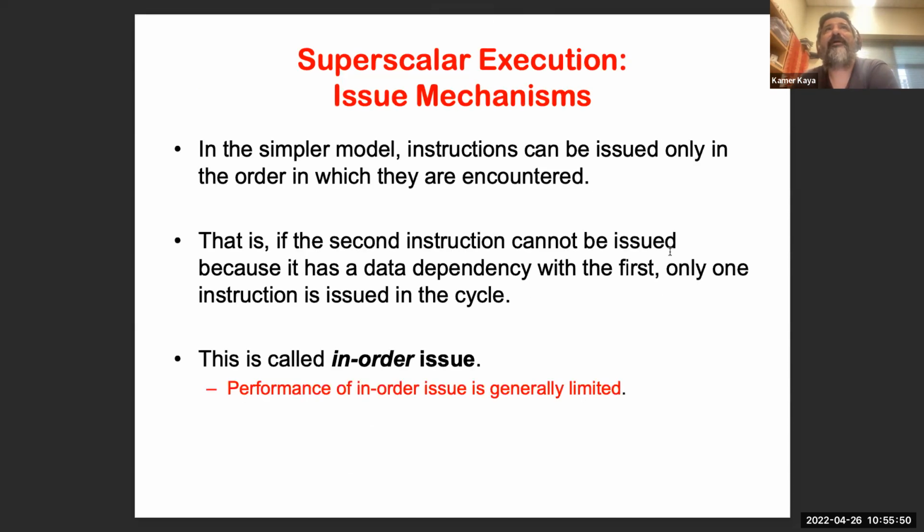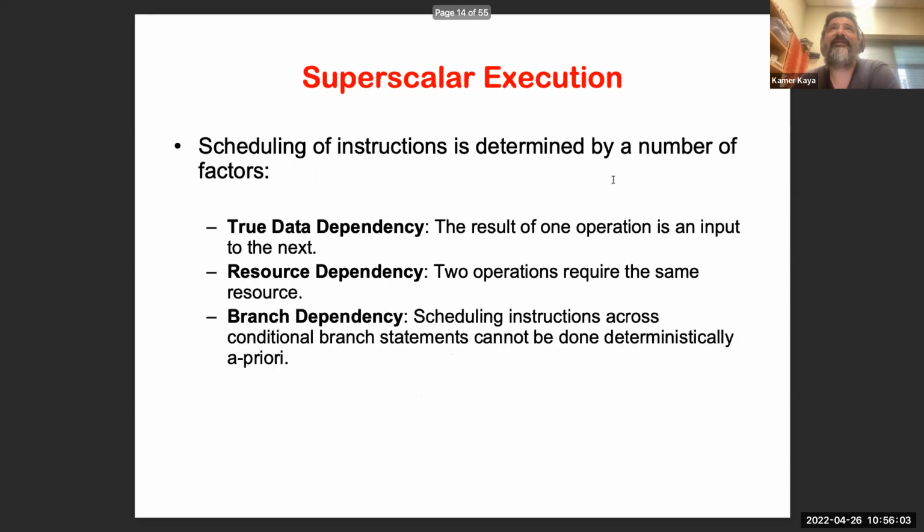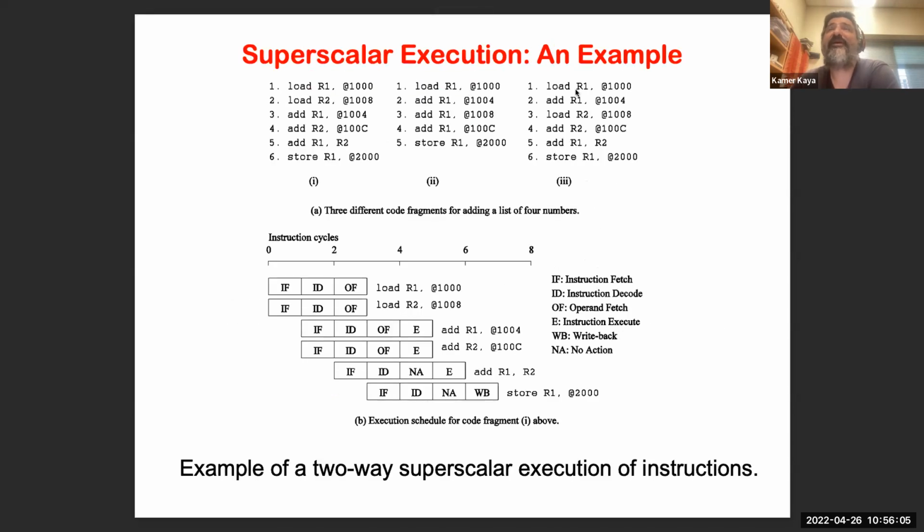If you statically say that you want to run your instructions in the given order, this is in-order issue. Based on the example here, if you only allow in-order issue, this is doomed. You won't be able to run these two things, and this part of your CPU resources will be wasted.